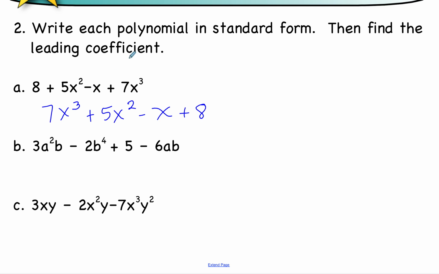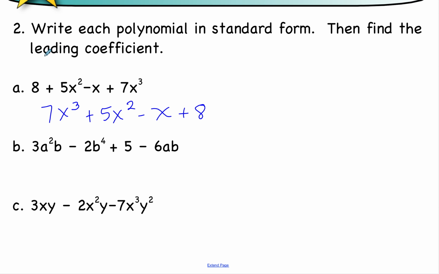Find the leading coefficient. So the leading coefficient is the number in front of the term with the highest degree. So this polynomial would have degree 3. The leading coefficient would be 7.